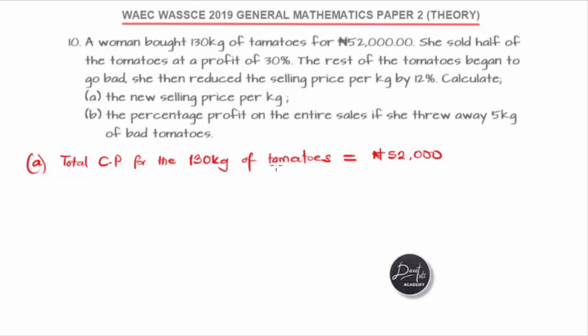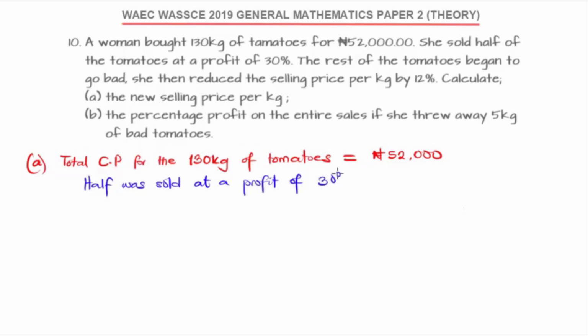Now, we are told that she sold half of the tomatoes at a profit of 30%. For that half, the cost price will be half of 52,000 naira, because it is half. So that's half of 52,000 naira, and that will be 26,000 naira.